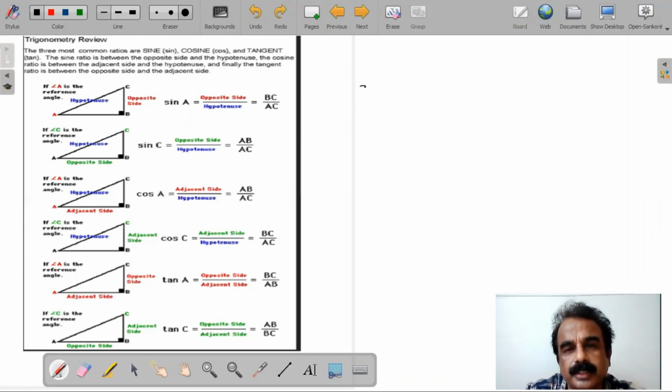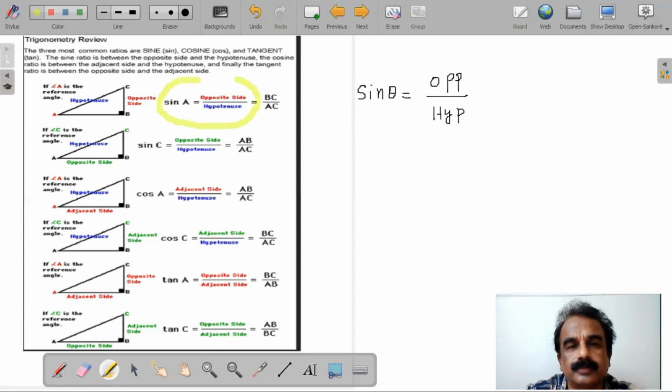First one is sine theta. We study it as opposite side by hypotenuse. Yes, it is written here. It is sine. Then next is cos theta. We study it as adjacent side by hypotenuse. Yes, it is here.